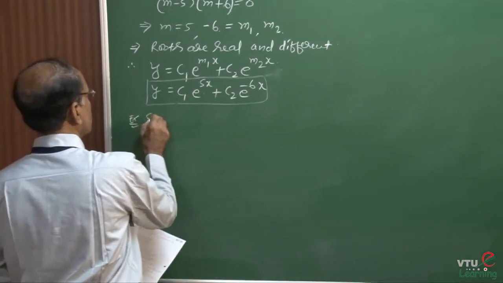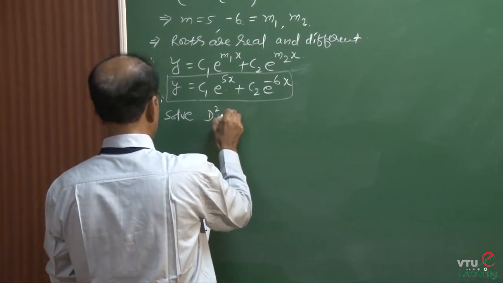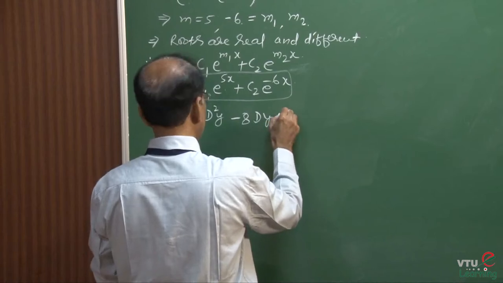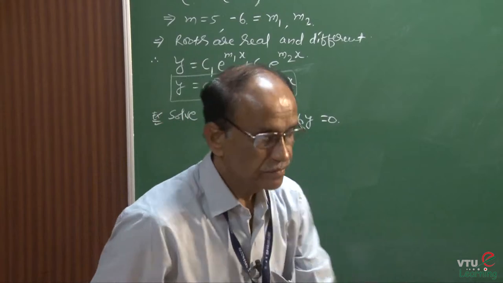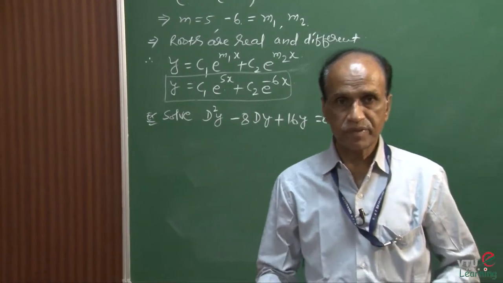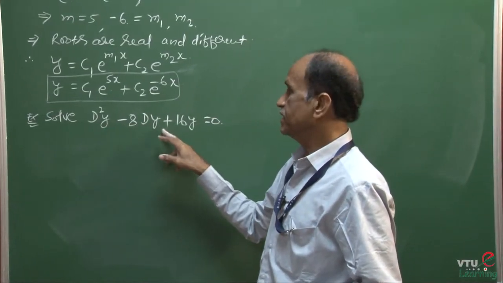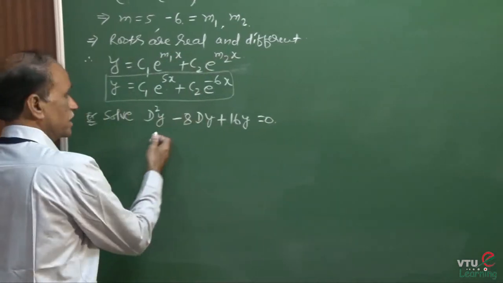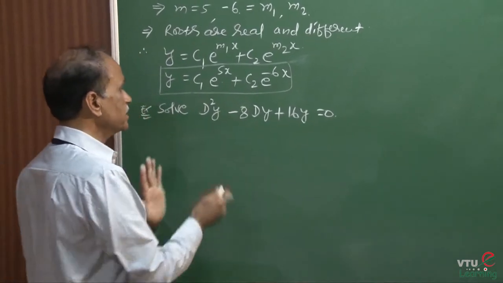Example, solve d square y minus 8 dy plus 16y equal to 0. This is a different situation when you compare it with the previous problem. D square y minus 8 dy plus 16 y is there. As usual, you write taking that y outside, not as a common factor, but because it is a dependent variable.